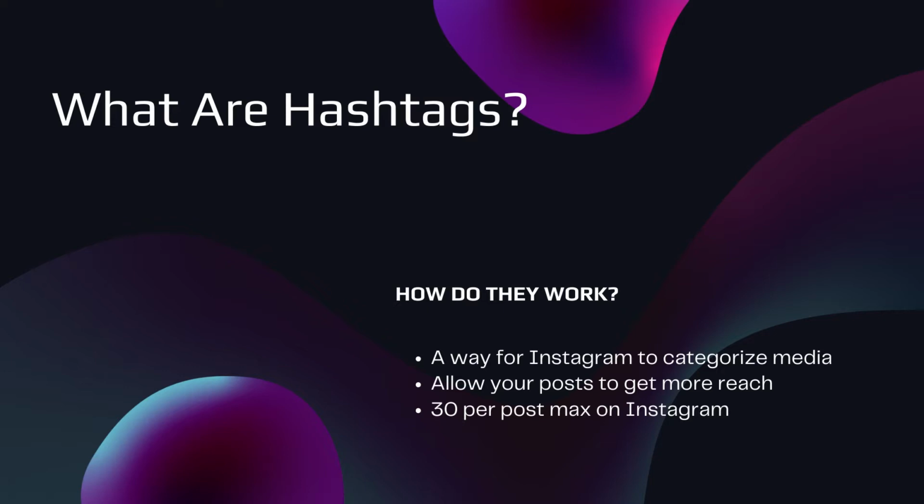So maybe you know how hashtags work, maybe you don't. Basically, they are a way for Instagram to classify what your posts belong under, a way to organize media on their platform. It's also a way for us to expose our posts and get more reach if we use them appropriately. You're able to use up to 30 hashtags on each post, but you probably shouldn't use that many. And we'll talk about that here a little bit more.